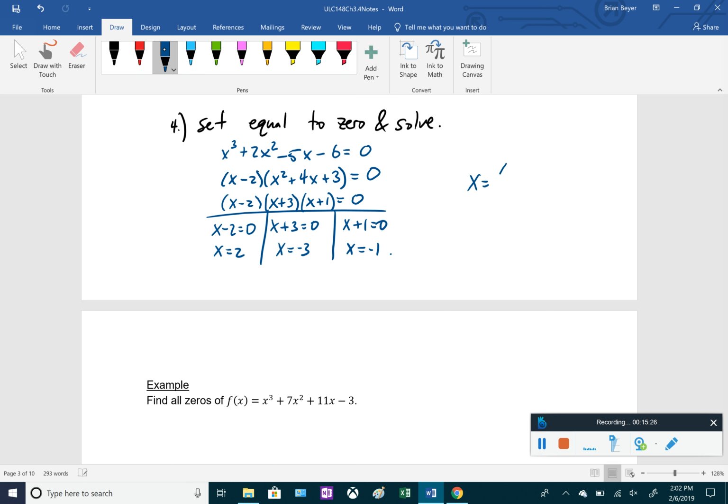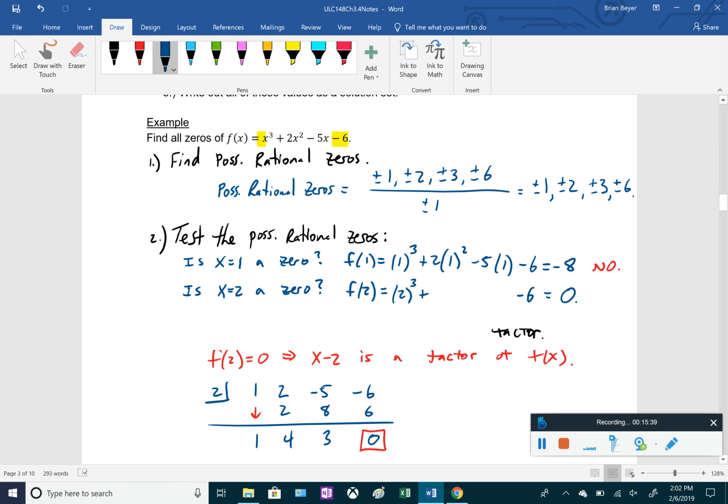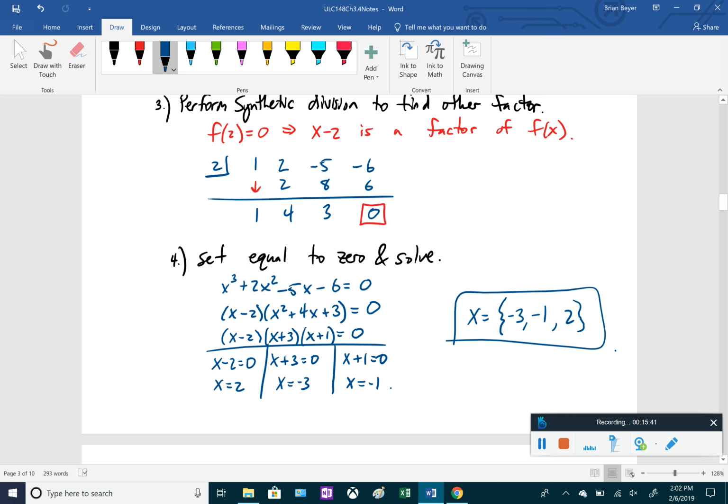So I'm just going to write it as a solution set again. You can just circle the answers there if you wanted to. -3, -1, and 2. So all of these values were actually in the possible rational zeros that we found because they're rational numbers. So they're all up there for us.